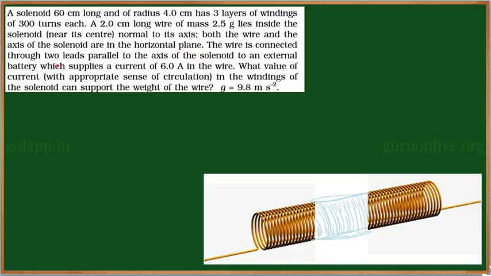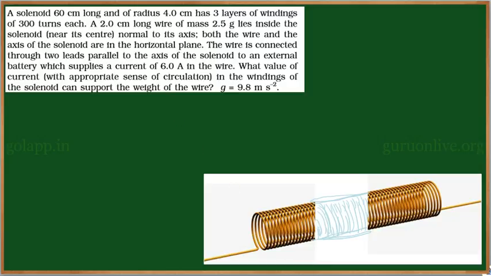The wire is connected through two leads parallel to the axis of the solenoid to an external battery which supplies a current of 6 amperes in the wire. What value of current with appropriate sense of circulation in the windings of the solenoid can support the weight of the wire? g is equal to 9.8 meter per second square.